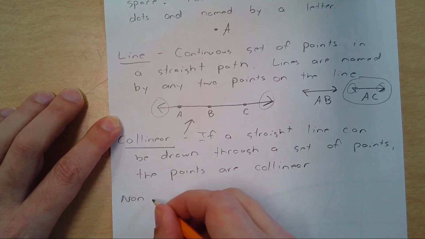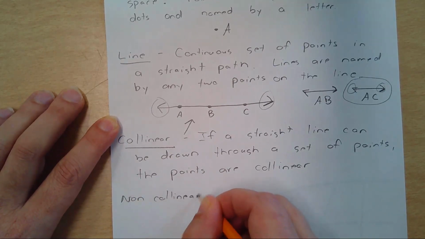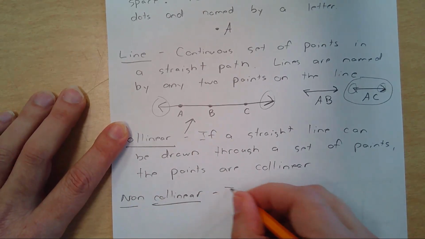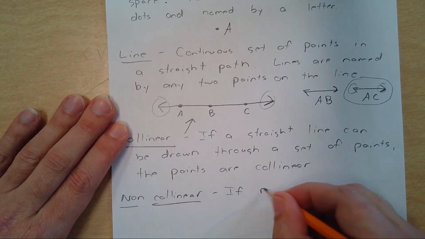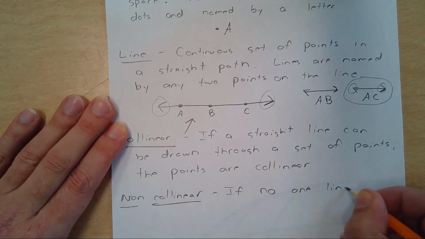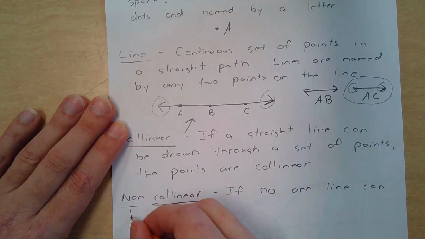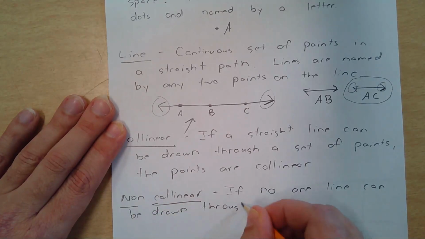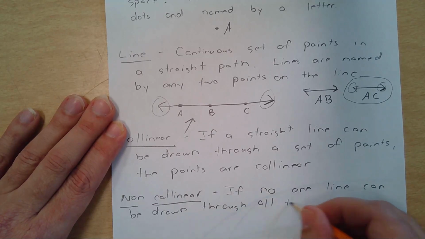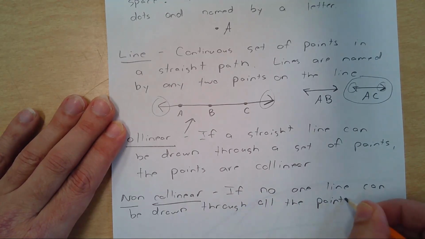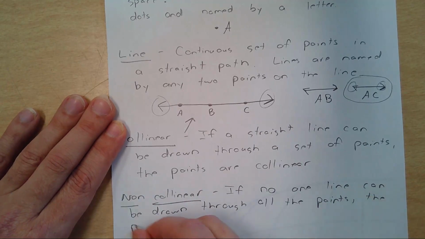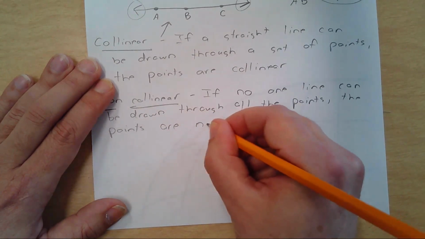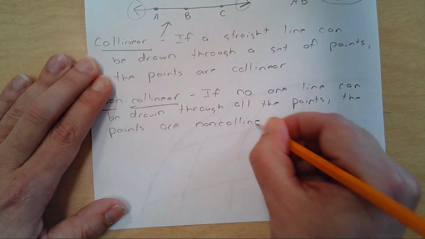Non-collinear. If no one line can be drawn through all the points, the points are non-collinear.